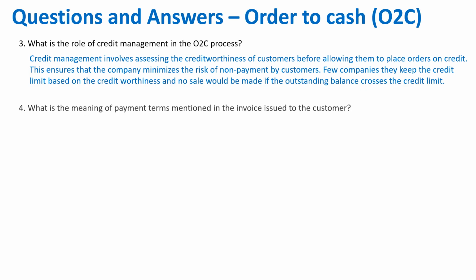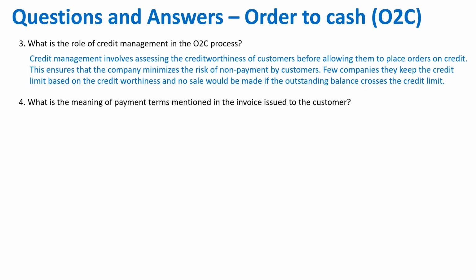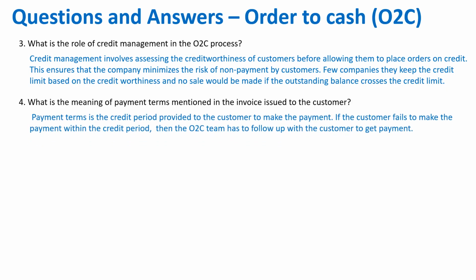Next question. What is the meaning of payment terms mentioned in the invoice issued to the customer? When you issue an invoice to the customer, you will be mentioning the payment terms or the credit period. So payment terms is the credit period provided to the customer to make the payment. If the customer fails to make the payment within the credit period, then the O2C team has to follow up with the customer to ensure that the payments are received on time.